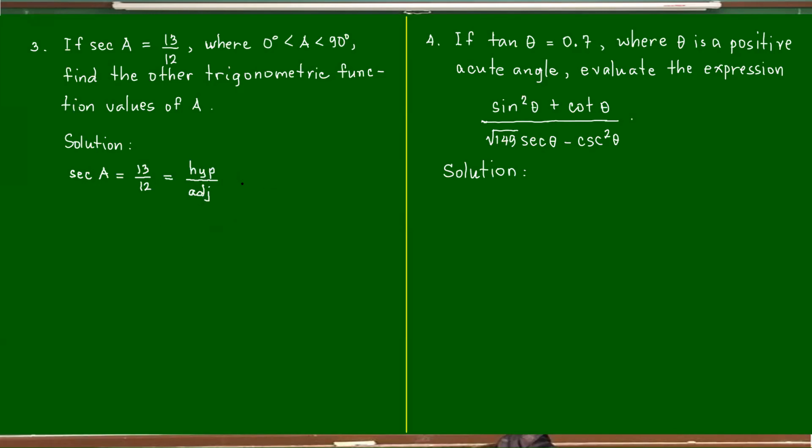So we have to solve for the unknown. We need to know the opposite. How do we solve for the opposite? If you do not want to write opposite, you can assign a letter if you want. What is the value of that? It is 13, the hypotenuse, squared, minus 12 squared. So what's the value?